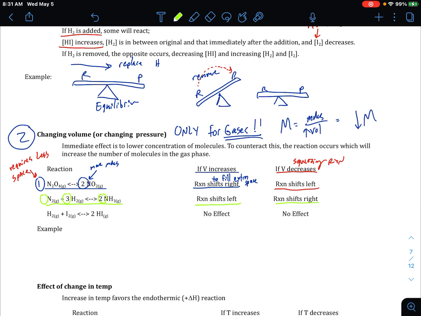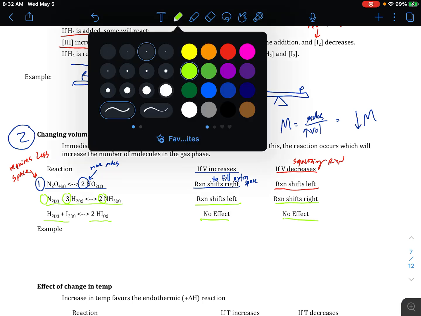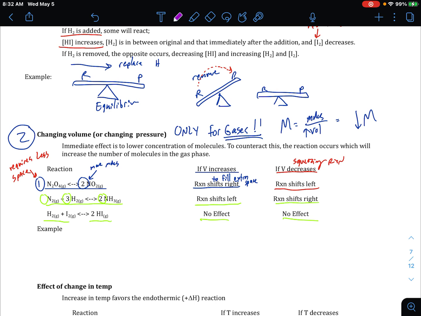Now, if the reactant side and the product side are equimolar, meaning they both have the same number of moles, then there is no difference shifting to the left or right, because the reactants and products both take up the same amount of space, so there will be no effect in either case. So we've addressed what happens to gases if the volume is changed. And the thing to remember is that pressure and volume have an inverse relationship.